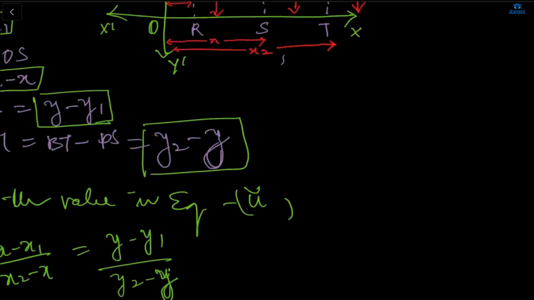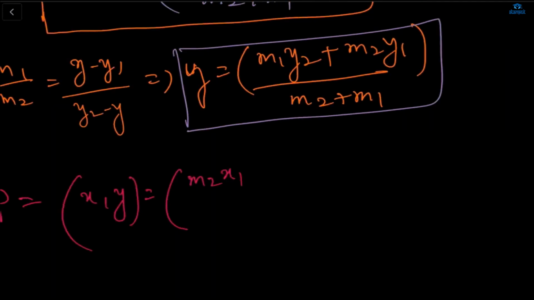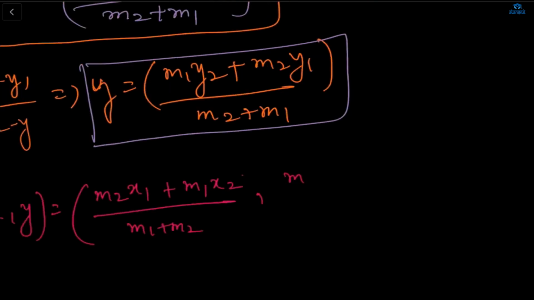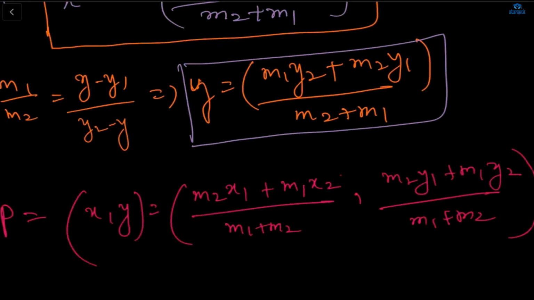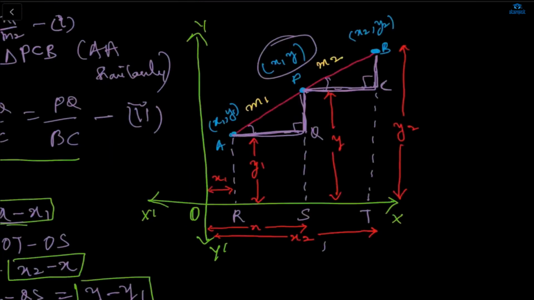So P(X, Y) is equal to ((M2 X1 plus M1 X2) upon (M1 plus M2), (M2 Y1 plus M1 Y2) upon (M1 plus M2)). This is the value of your P(X, Y). This was the case when the point P was dividing AB internally. You can see here this point P was lying between A and B.